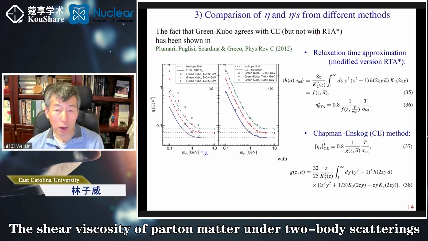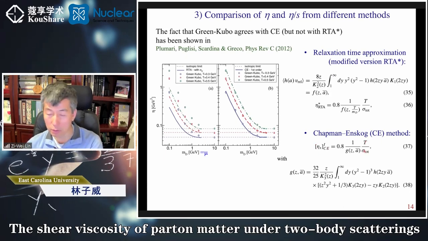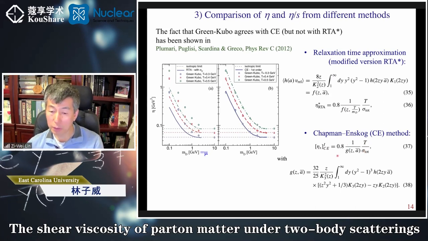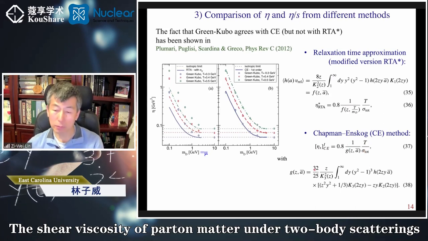Well, for the RTSR, the results don't agree in general with the Green-Kubo result. And that paper has given the final results for the shear viscosity from the RTSR method and the CE method. So the CE method eta is given by this formula, T over sigma, which is the total sigma, and then divided by some factor, which is very similar to ours.